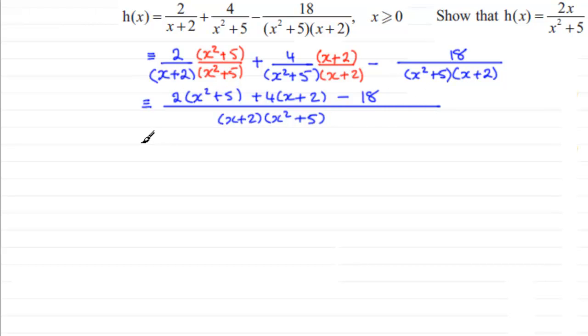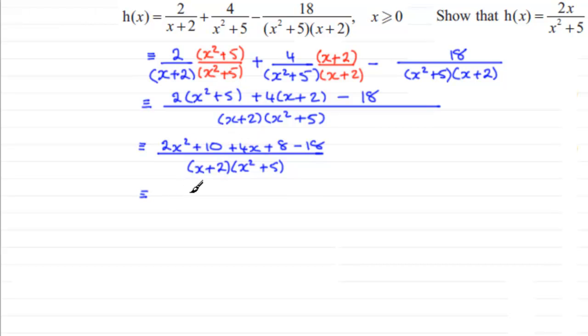And all I've got to do now is just expand the brackets out. And I've got 2x squared plus 10 for the first one. Next one is going to be plus 4x plus 8. And then we've got minus 18. And then this is all over x plus 2 multiplied by x squared plus 5. And I can see now that we've got 10 and 8, which is 18. Take away 18, so that's 0. So all I've got left with is 2x squared plus 4x.